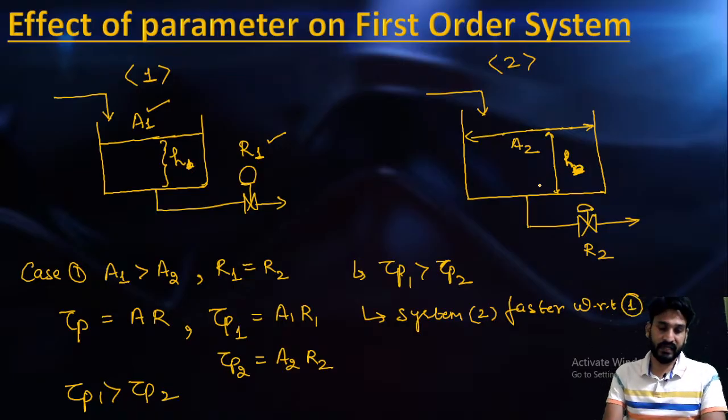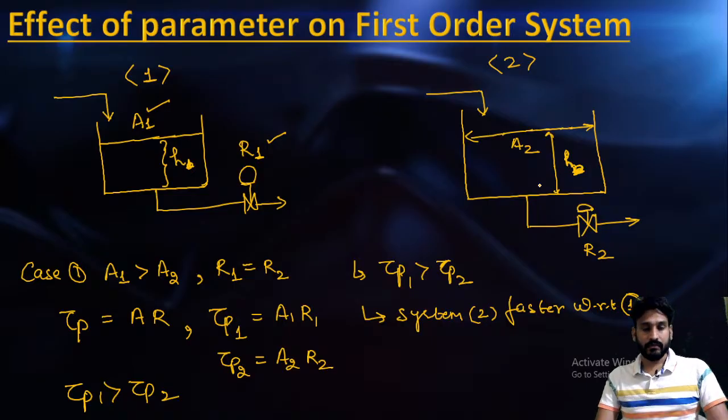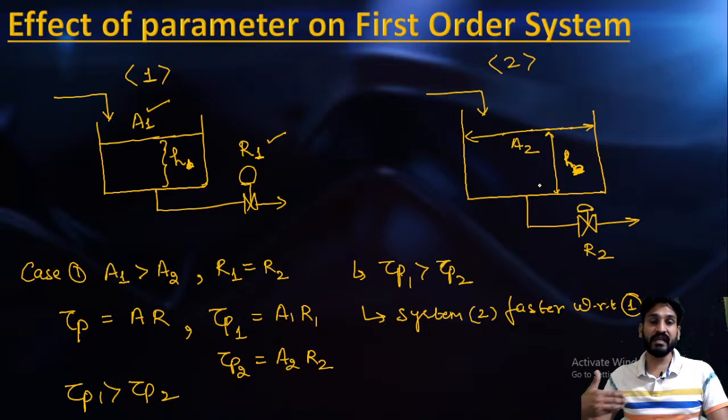Yes, this is case 1. I have assumed that A1 is greater than A2. I will have to find the tank areas, or rather the question will give me the tank areas, and the question will tell what the relation between the tank areas is. This is our assumption. This is the case if A1 is equal to A2 and R1 is equal to R2. This is not something we calculated. This is what we assume, to see what will happen in this case.